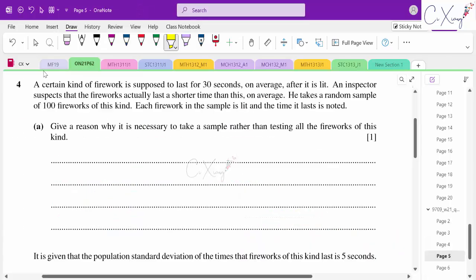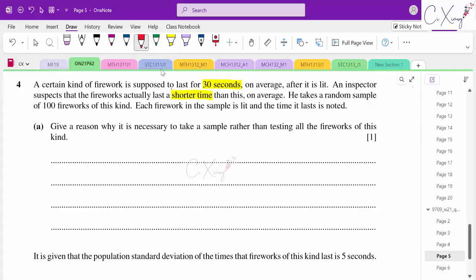Right, question number 4. A certain kind of firework is supposed to last for 30 seconds on average after it is lit. And inspectors suspect that the firework actually lasts a shorter time than this on average. Highlight the keyword shorter time. This is actually a keyword to help you set up the alternative hypothesis. For this question, it should be a test question, the hypothesis test question. So we'll see it later, yeah?